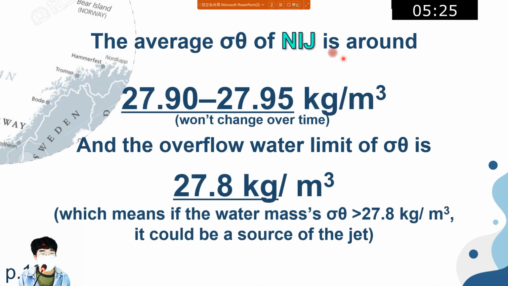The average potential density of the NIJ is around 27.9 to 27.95 kilograms per cubic meter, and it won't change over time. It would always stay the same in the future. The overflow water limit of the potential density is 27.8 kilograms per cubic meter, which means if the water density is bigger than this, it could be a source of the jet.